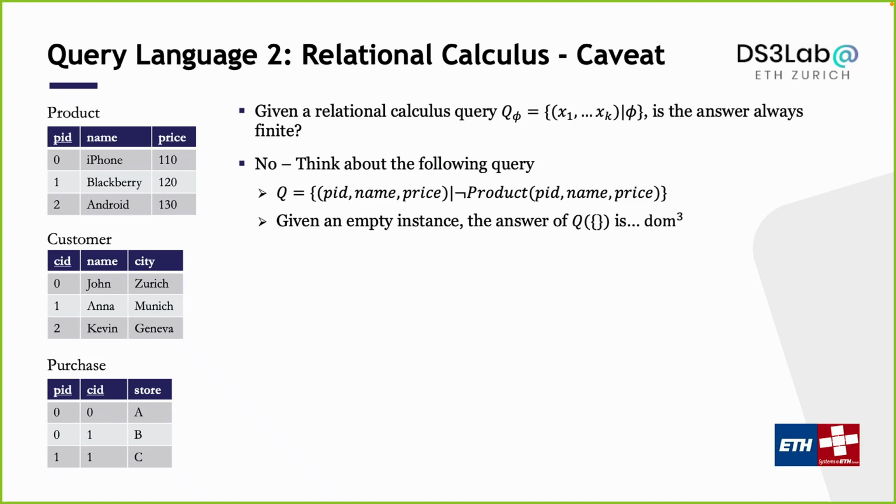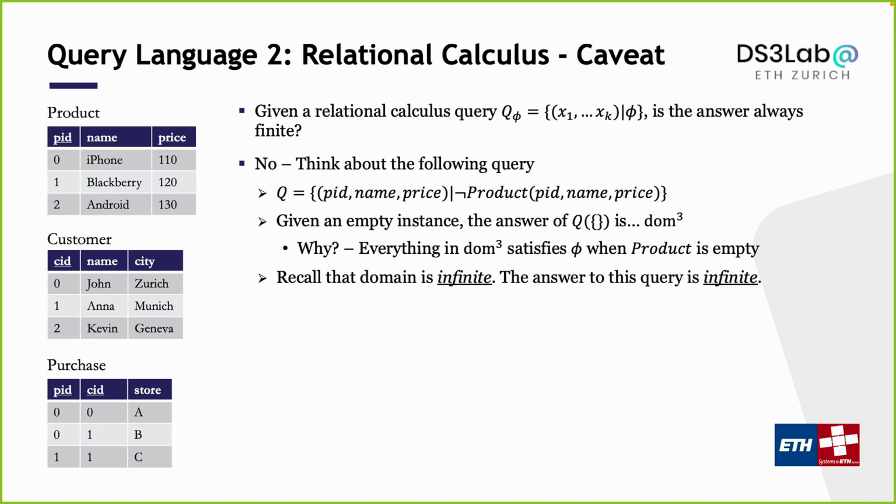Whatever value I put into PID, name, and price, it's valid because they are not in product, because my product has no tuples, right? And remember, in the relational model, our definition is that the domain is actually infinite. It has an infinite amount of constants in the domain. This query will actually give you an infinite amount of tuples in the output.